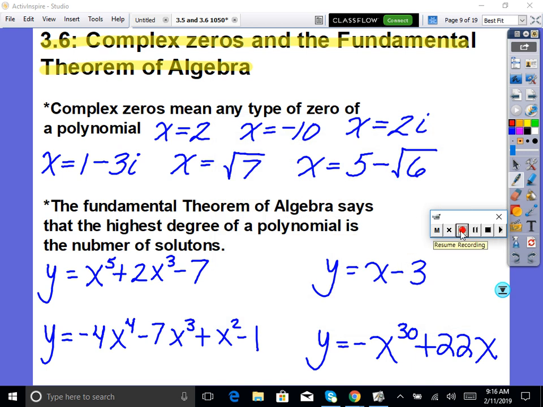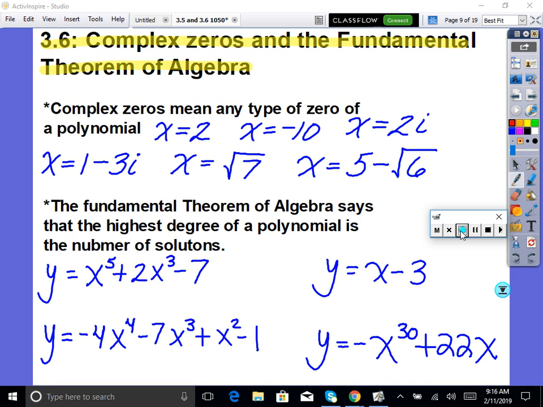All right, so first of all, complex zeros and the fundamental theorem of algebra. Now we know a complex number is any number. So when it says complex zeros, that means any type of zero. Two times ago, recall, we were dealing with rational zeros, rational roots. That means fraction and whole number roots. Today we're going to deal with those, but also imaginary and irrational, because complex means any type of zero.